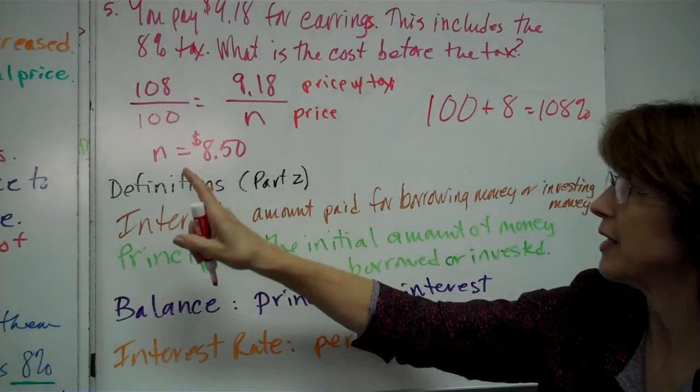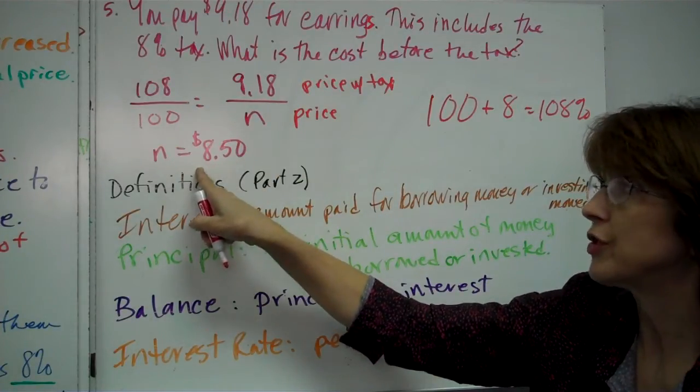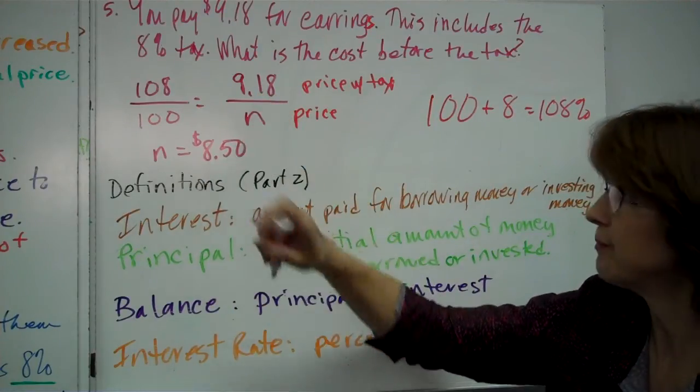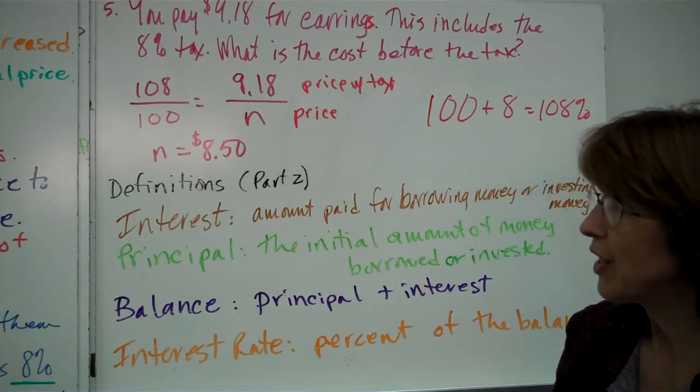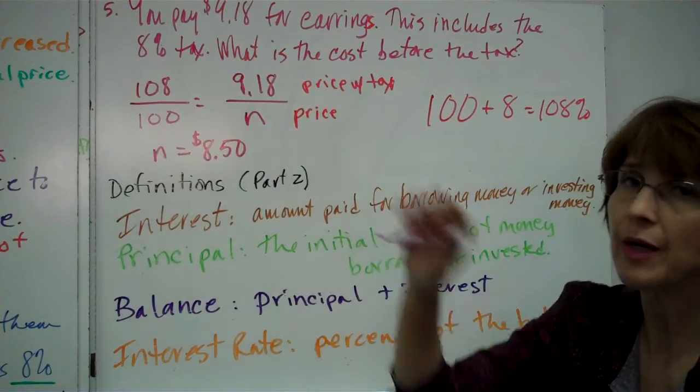So that's why that's 108. And so then when you do the cross products, it ends up being $8.50, which it should be less than that because the original price should be less than when they added the tax to it. Okay? You can't do 8% of that amount because that includes 8%. So that's why you have to do it this way.